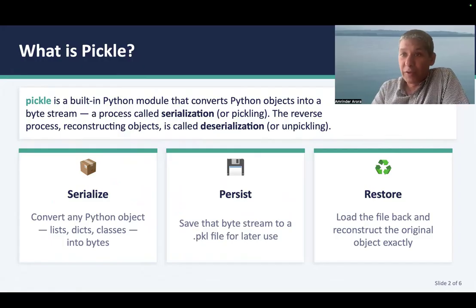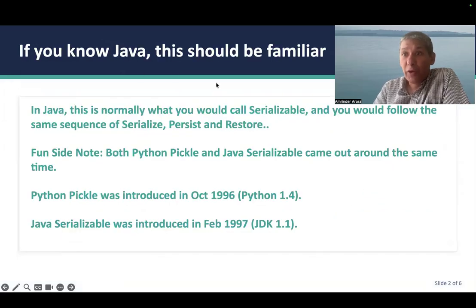So the process that you follow is very straightforward. You serialize, persist, and restore. Now, if you know Java, this should be super familiar. In Java, this is something called serialization. The interface is called Serializable, and you would follow the same sequence: serialize, persist, and restore.